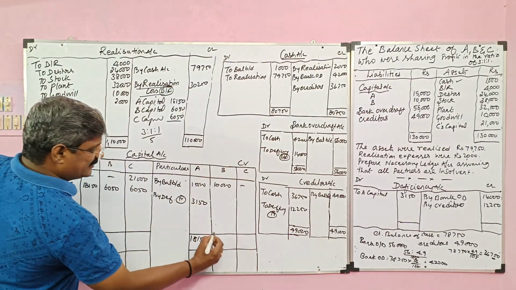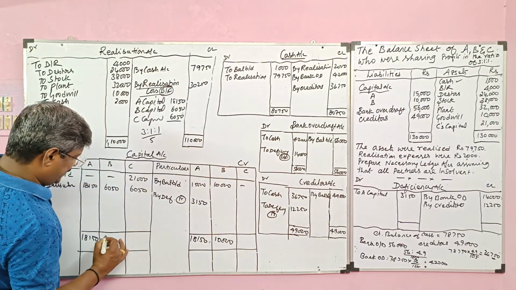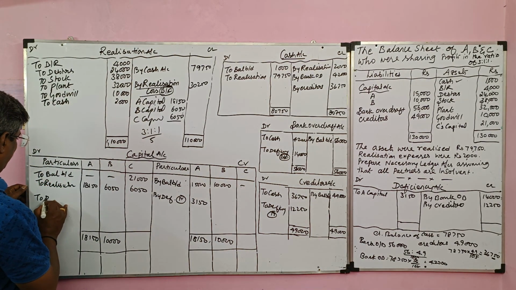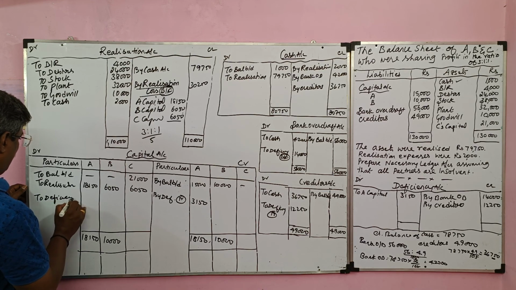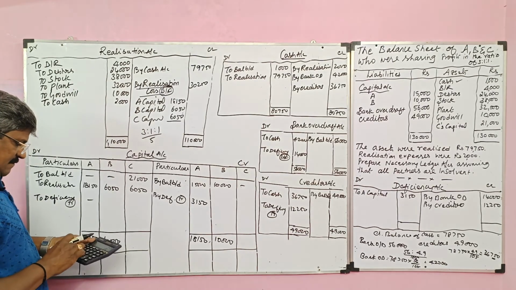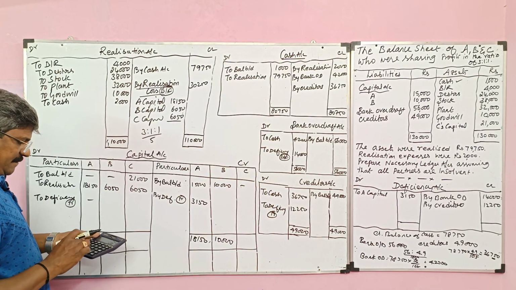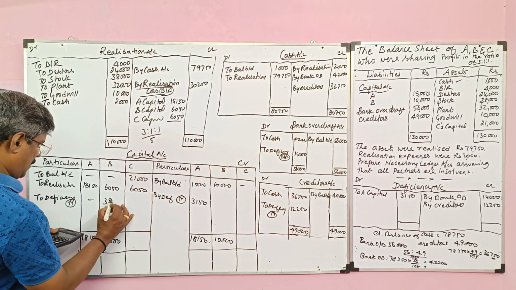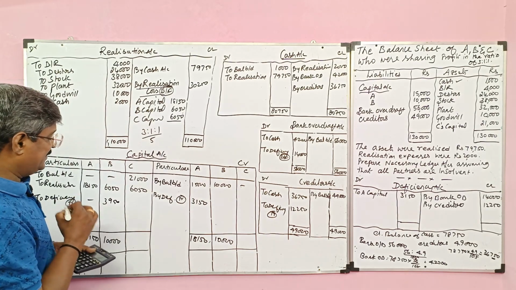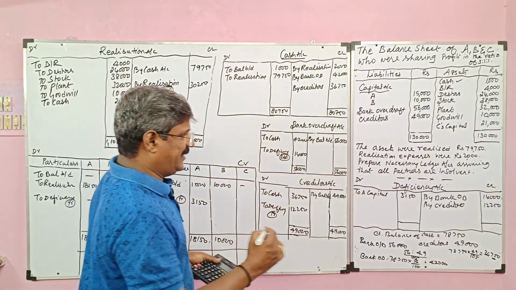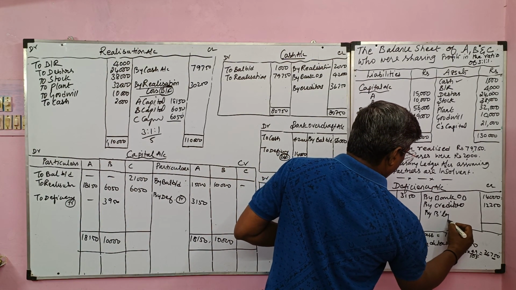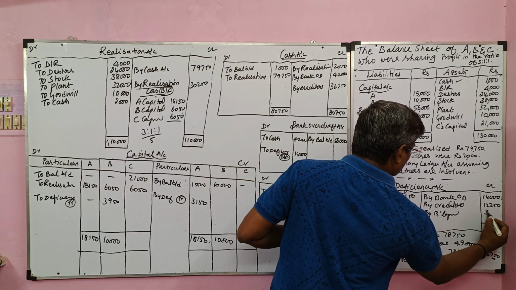Now move to B's capital. B's capital credit side value is heavier than the debit side, so the deficiency appears on the debit side. 10,000 minus 6,050, so the balance is 3,950. The entry is B's capital account debit to deficiency. In this journal entry, deficiency is recorded on the credit side. So in the deficiency account, write by B's capital, value 3,950.